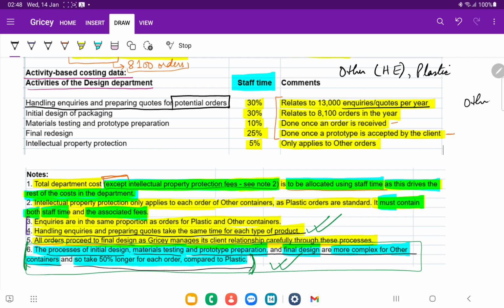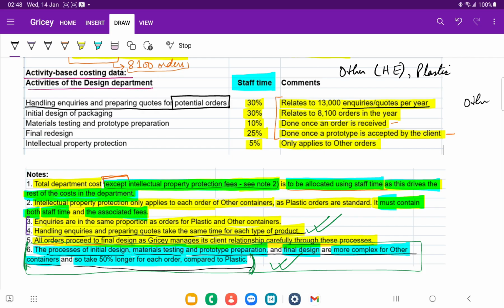What kind of container was plastic? Plastic was a standard product, right? Because it's a standard product, we can reduce the cost here, but we cannot eliminate, because of course this is a value added activity, right? So what we can write here is that yes, handling inquiries and preparing codes are extremely important. That is soaking up 30% of cost. That is basically 30% of the total cost.